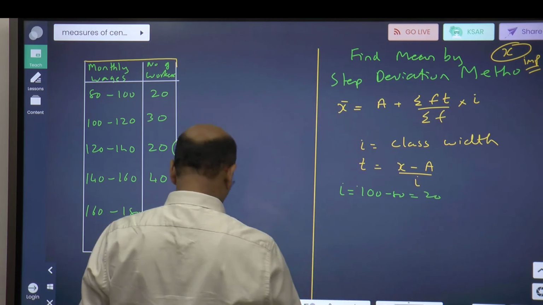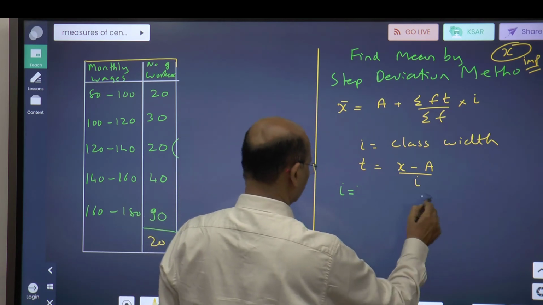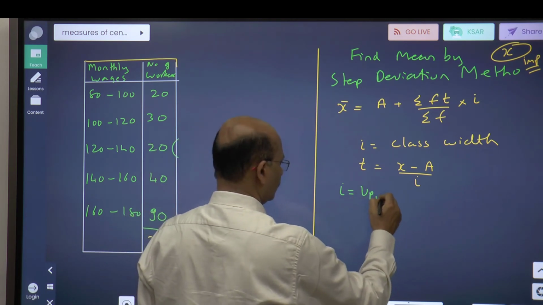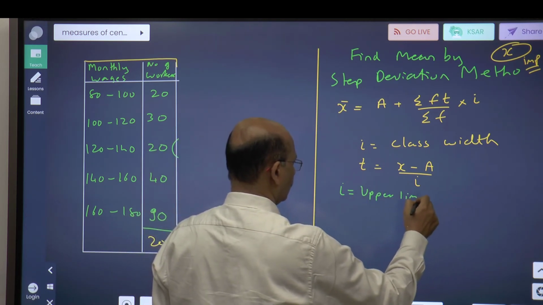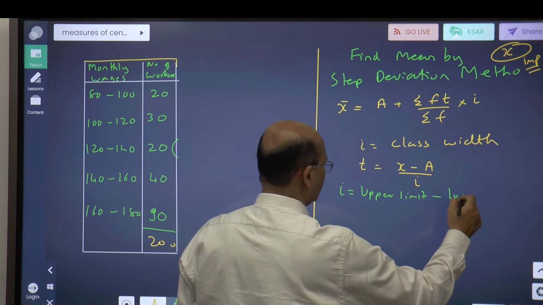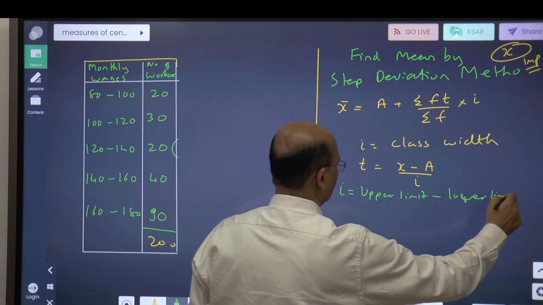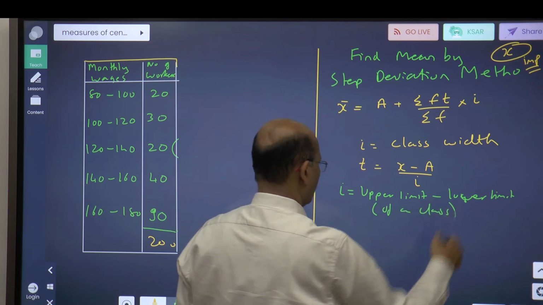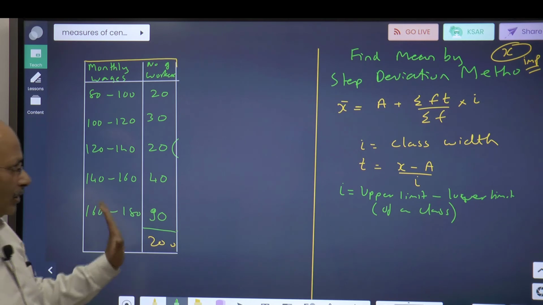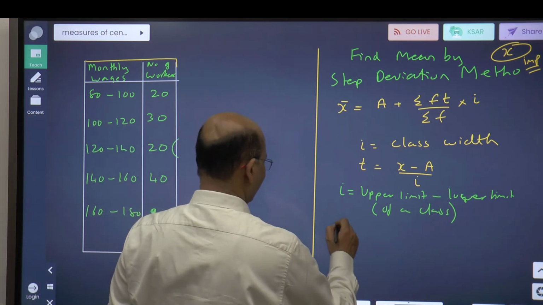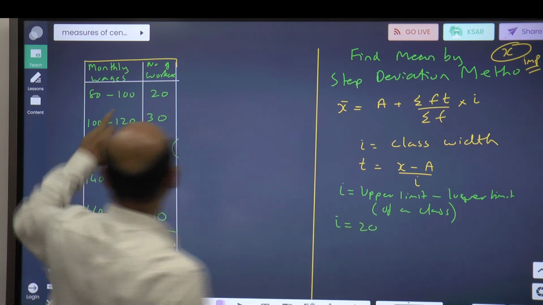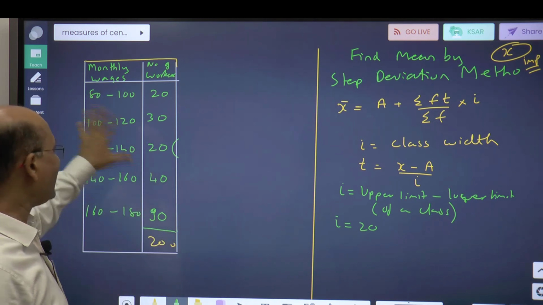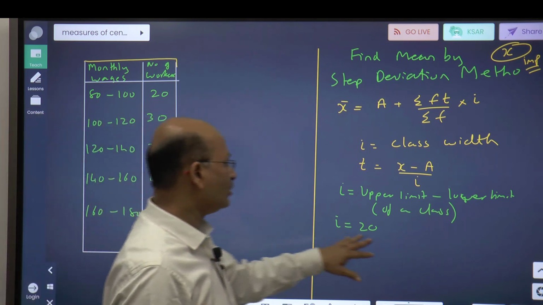So instead of confusing you all, I can say upper limit minus lower limit of a class. Okay, simple? Got it? So first is class width. In this case i will be nothing but 20, because 100 minus 80 is 20. Any class you take, 160 minus 140 is 20. It will never be uneven. Pay attention. So i is equal to 20, I got.